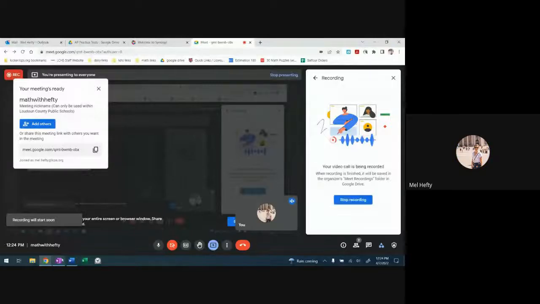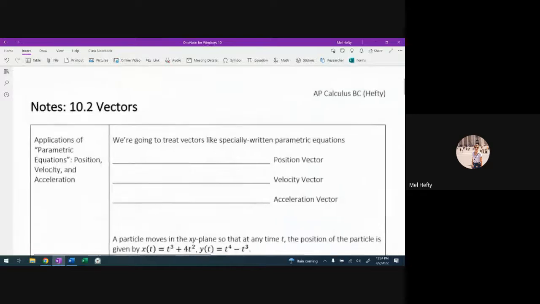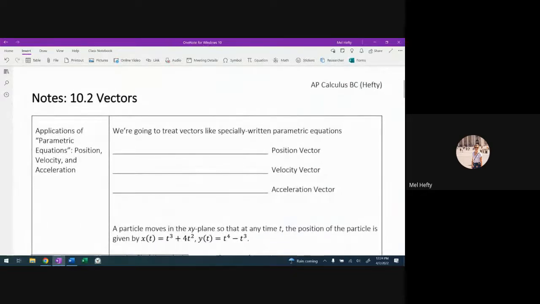All right, a little bit of vector in our life. How about that? All right, so really what we're going to be doing, right in front of me. All right. 1, 2, 3, 4. And this is our third to last lesson. We're coming to the end.